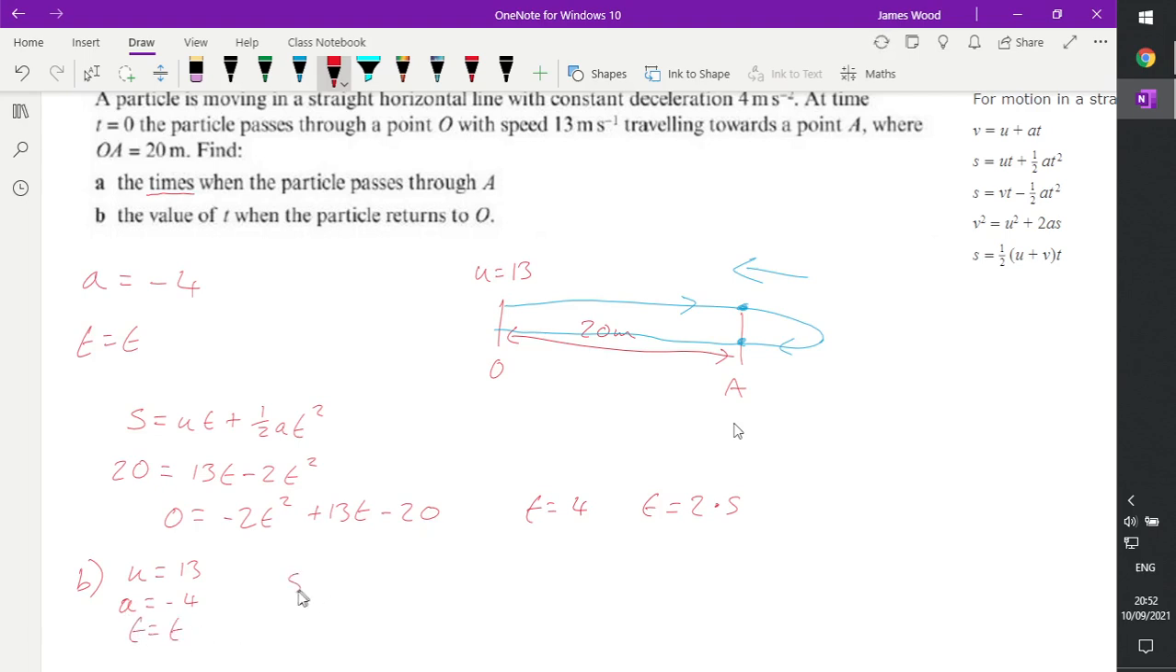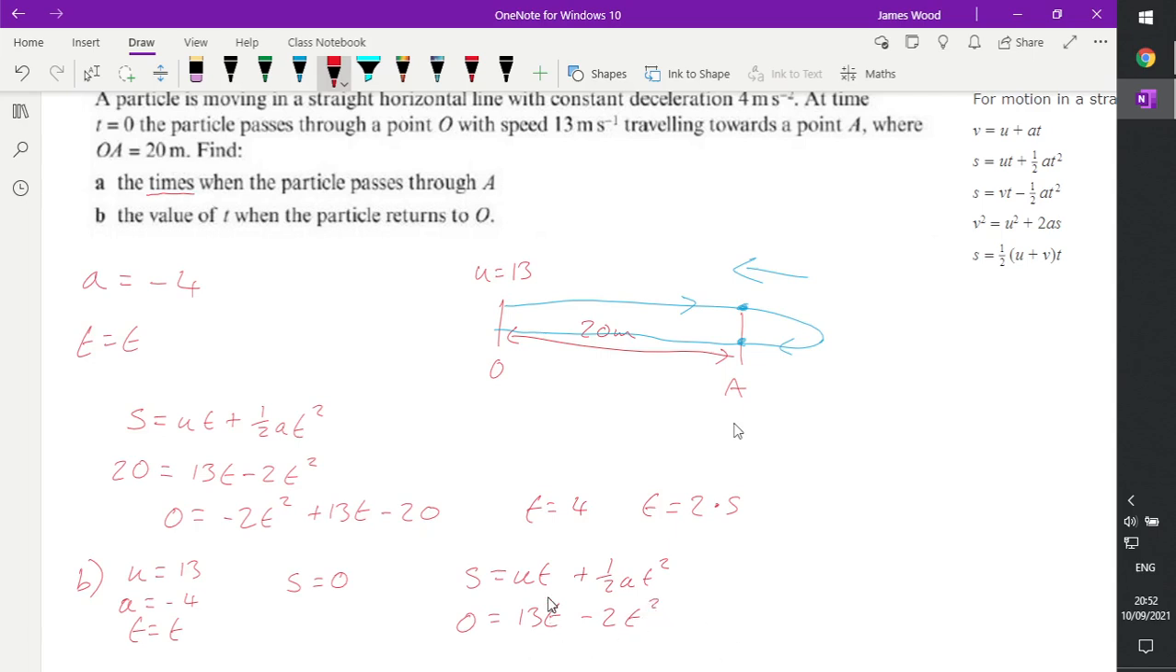The displacement this time, if we're talking about when it returns to O, that's when it's back to the start, so its displacement is 0. Okay, because remember, displacement talks more about its position rather than how far it's gone. So it's back to the beginning, so its displacement is 0. And again, we can use s equals ut plus half at squared. So 0 equals 13t plus half at squared, so that'd be minus 2t squared.